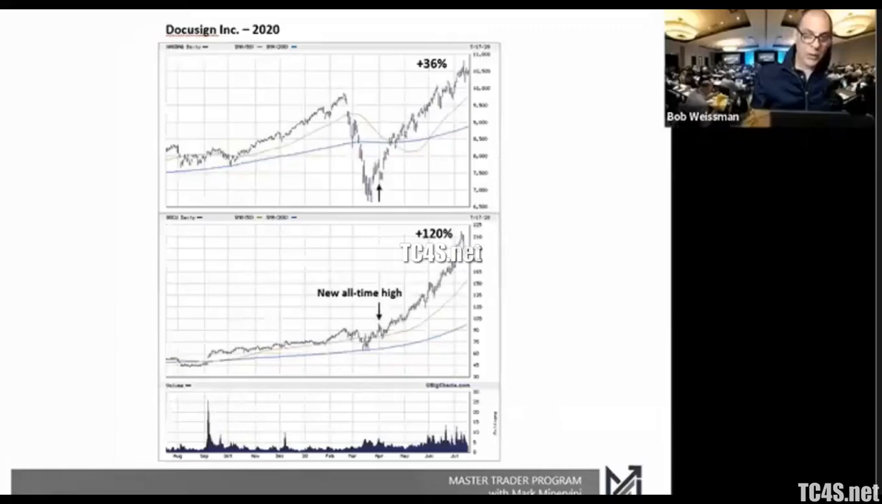So DocuSign, going back to DocuSign, is a perfect example of a coincident move right off the lows. You see the market below the 200-day, DocuSign above the 200-day in an uptrend, and then moving into new highs, coming out of that base right off the market lows. That's another example of a coincident move.